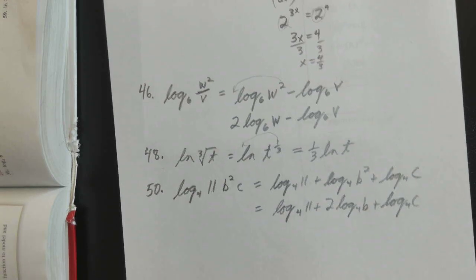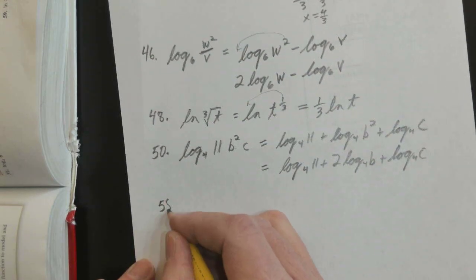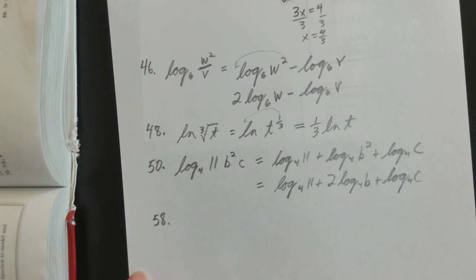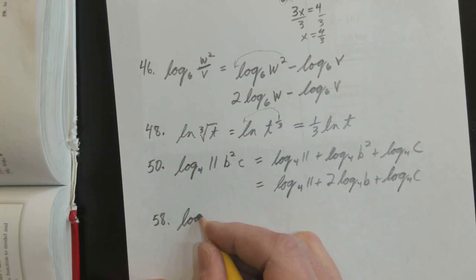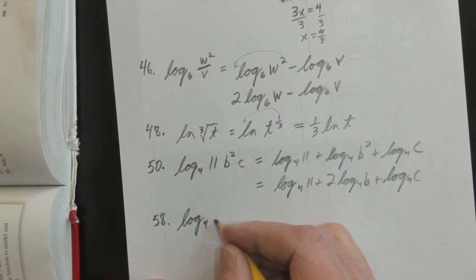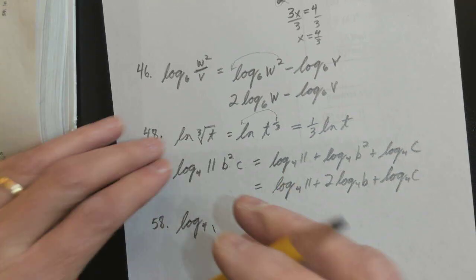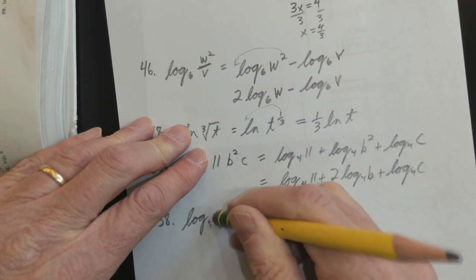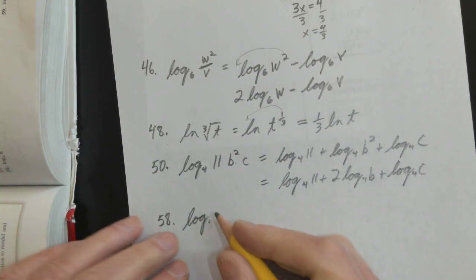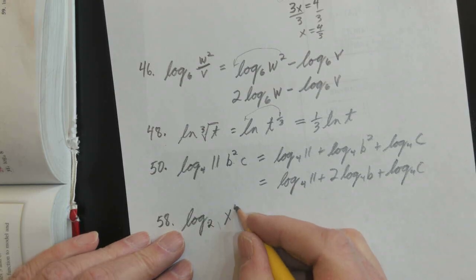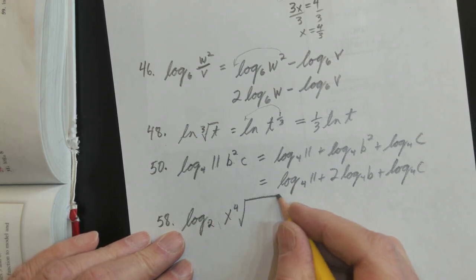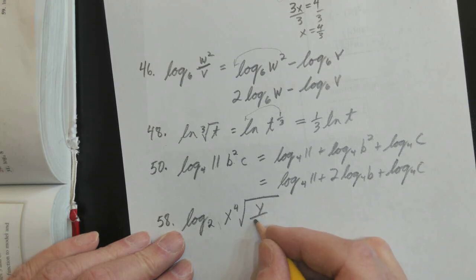Number 58. Did anybody have a question on 50? 58. Log base 2 of x to the 4th times the square root of y over z cubed.